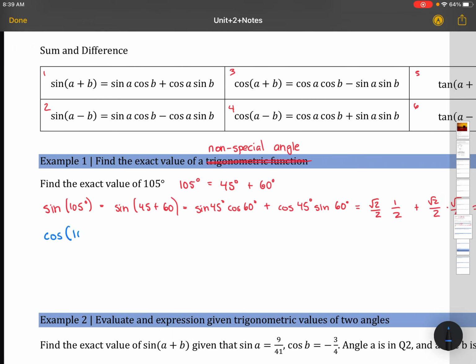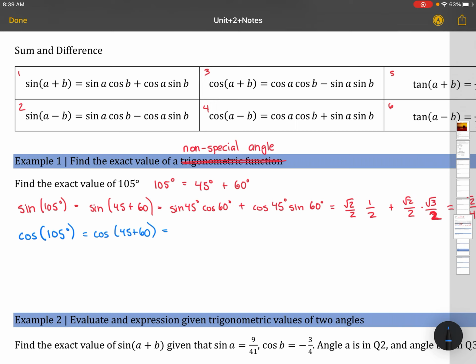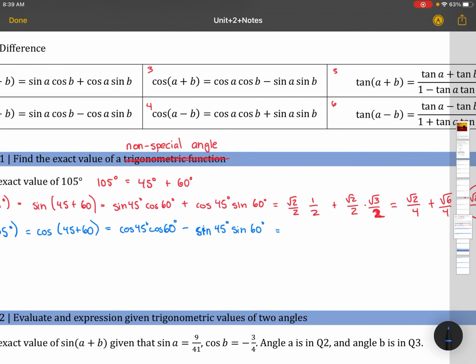So cosine of 105 degrees. Now if we're doing the cosine of a sum, then we're going to just use the third formula. So that's going to be cosine of 45 plus 60, which according to our formula is cosine 45 cosine 60 minus sine 45 sine 60. Now again, exact values using the calculator will not cut it.